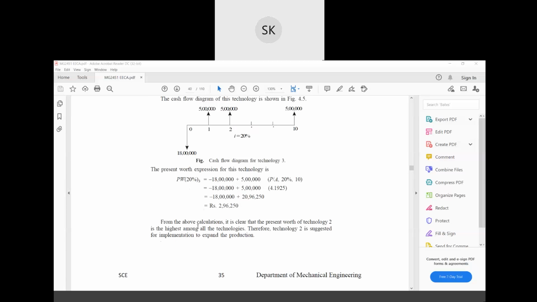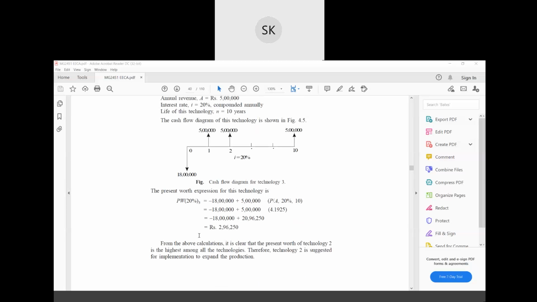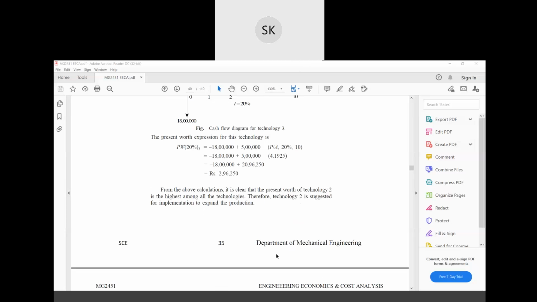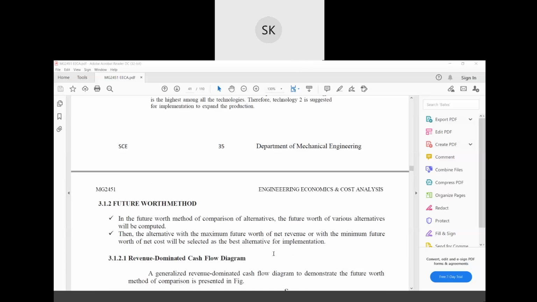Now the decision you have to make. From the above calculation, it is clear that the present worth of technology 2 is the highest among all the technologies. Therefore, technology 2 is suggested for implementation to expand the production. The present worth of technology 2 is more, so that's why it is suggesting you go with technology 2, because the worth of that technology is more.